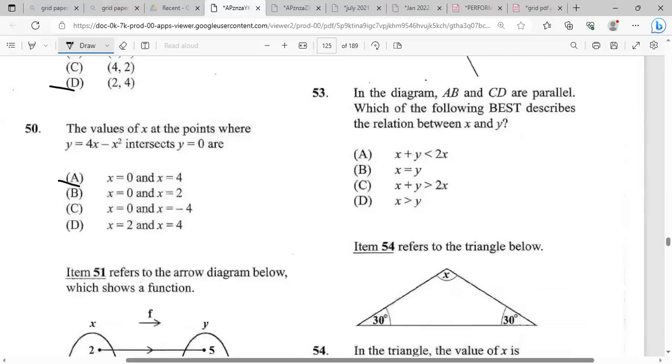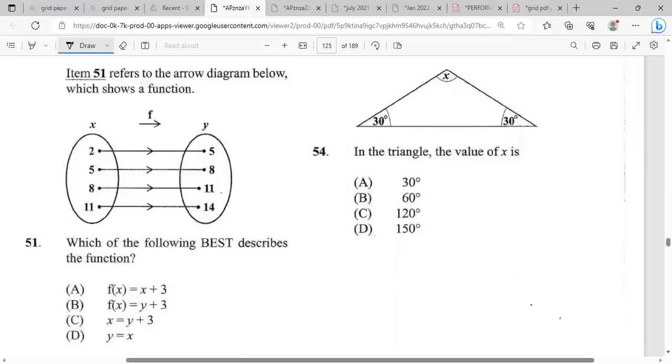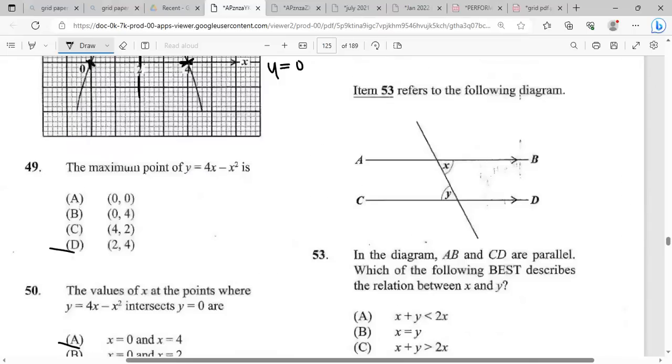51. Item 51 refers to the arrow diagram below, which shows a function. Which of the following best describes the function? So we have f of x, which is y equals x plus 3. That is correct. So we're not going further.